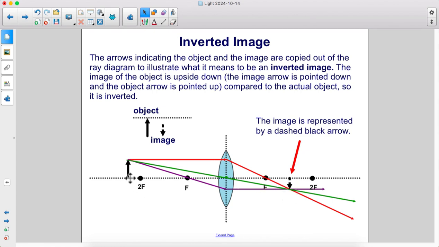In the base of the arrow, rays coming off of here are just going to go straight through, and they're going to be on the principal axis on the other side. So therefore, compared to the actual object, the image will be upside down. It will be inverted.